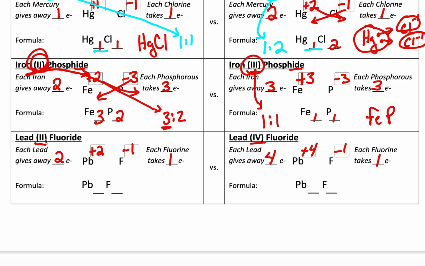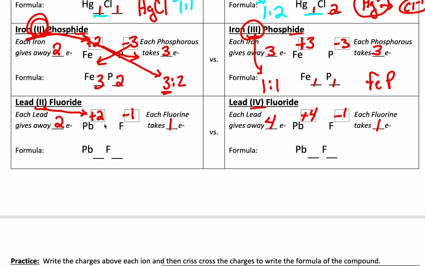So now that we use the Roman numerals to write the charge, all we have to do now is crisscross. The 2 goes here, the 1 goes there. 1, 2. PbF2. It's a 1-to-2 ratio. Again, the Roman numeral does not match this number. It's not supposed to. The Roman numeral is a charge.